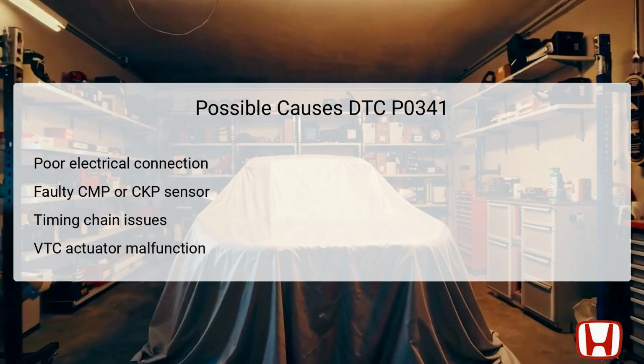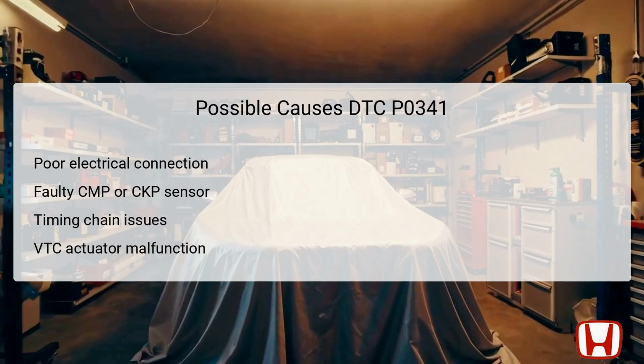Several issues can lead to the triggering of DTC P0341. One of the most common causes is a poor electrical connection, which can result from damaged wiring or corroded terminals that disrupt the signals between the sensors and ECM. Additionally, a faulty CMP or CKP sensor itself can lead to phase detection errors, meaning that either component might need to be tested for functionality.